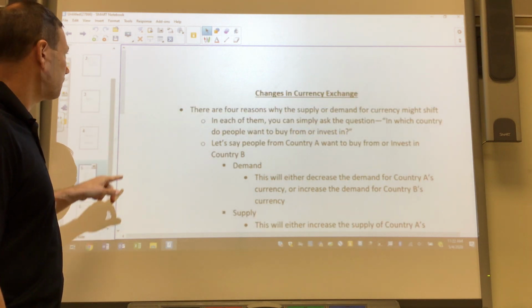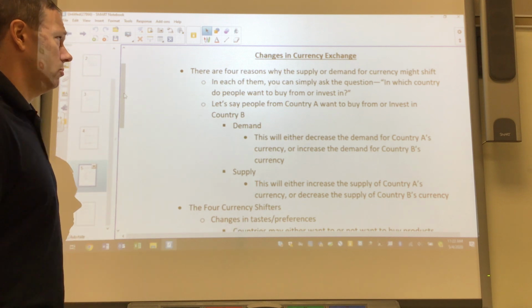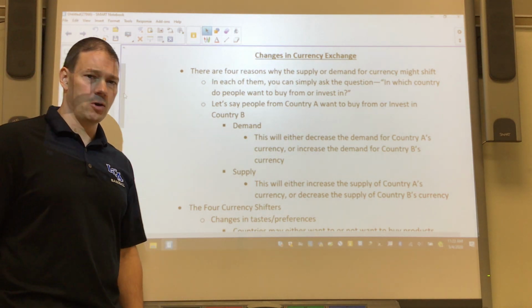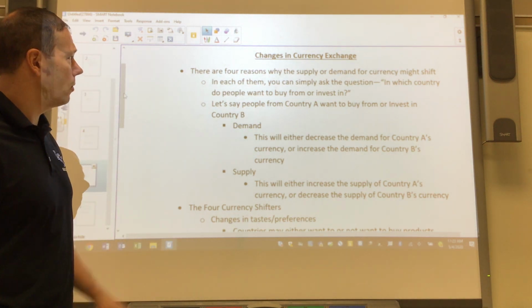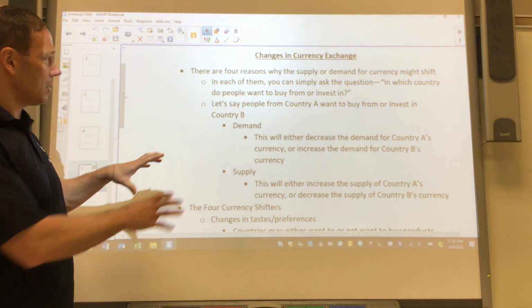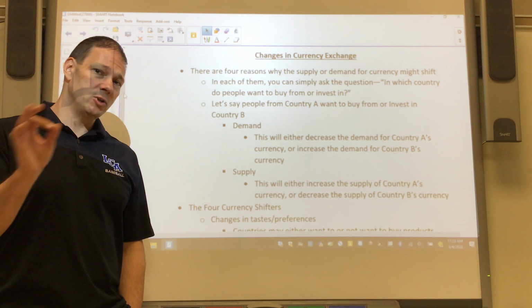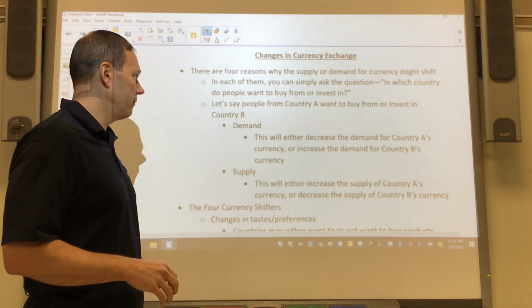That may help you. All right, why does currency change? Why would there be a change in demand or supply of a currency? Well, there are generally 4 things that cause that to happen. In general, you can summarize them this way: which country do people want to buy or invest in?